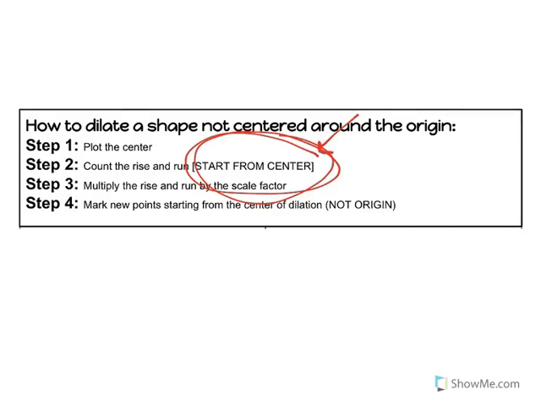Then you're going to multiply the rise and the run by the scale factor. Mark the new points starting from the center of dilation, not from the origin. So we're going to multiply each rise over run, and then count that new rise over the run from the center, not from the origin. Let's look at a couple examples.